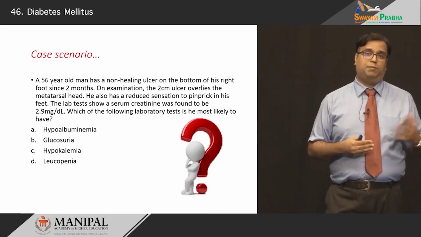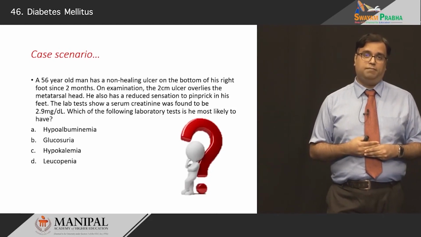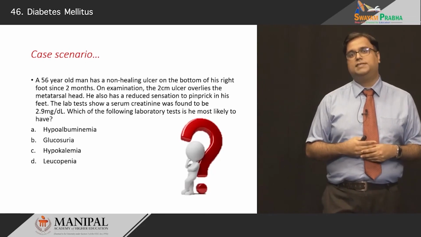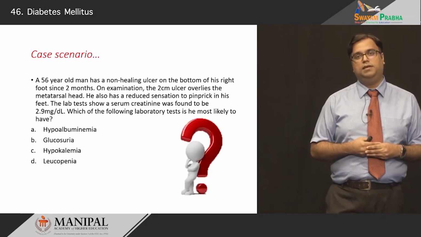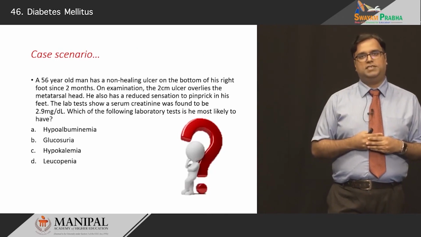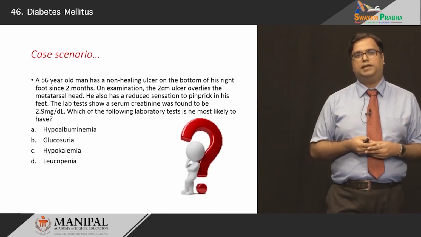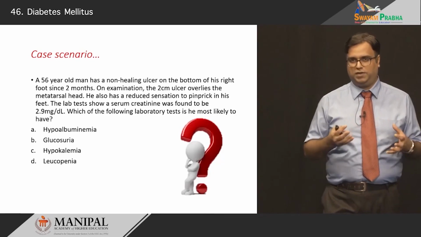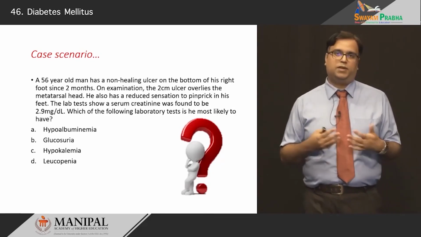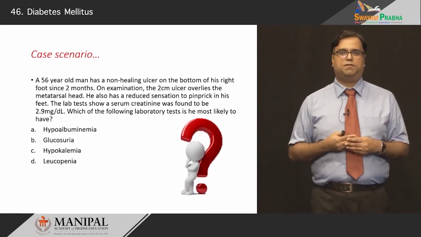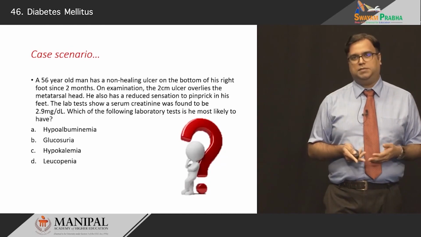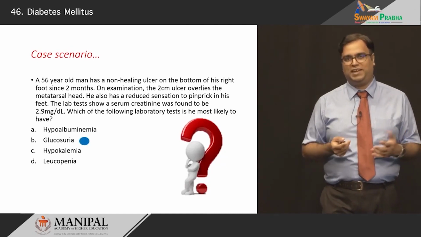You may have hypoalbuminemia, that's option A, or glucosuria, which is option B, or option C, which is hypokalemia, or D, which is leukopenia. If you use your head, you'll realize we are talking about concepts of sugar. Maybe, maybe not, given the history that the patient has paresthesia and a non-healing ulcer. Certainly in the context of Indian society, we think of diabetes. Wouldn't it be true? Possible. So if you're thinking glucosuria, you're along the right lane.